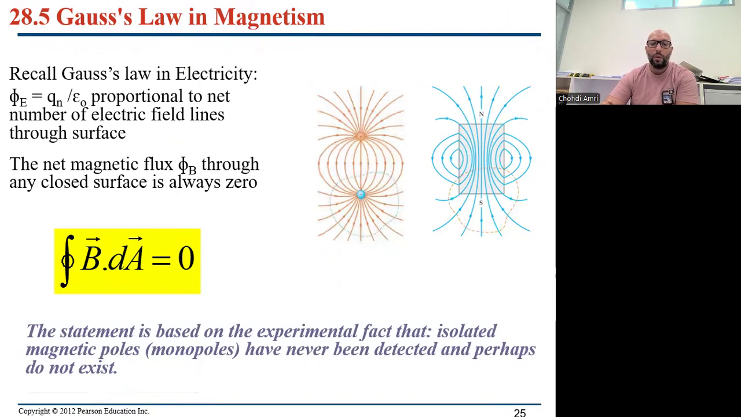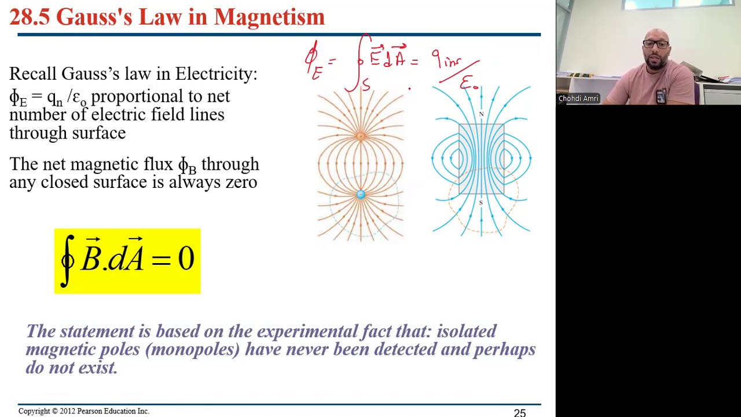Here we will introduce Gauss's law in magnetism. We recall that Gauss's law for electricity is the electric flux equal to the integration of E dA through the closed surface, which is equal to Q inside the closed surface divided by epsilon naught. This is Gauss's law for electricity, but at the same time, we can introduce Gauss's law for magnetism.